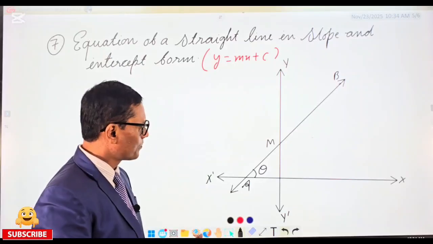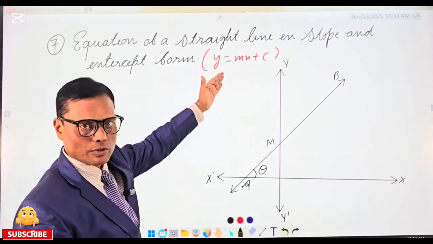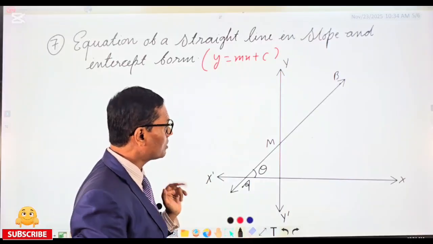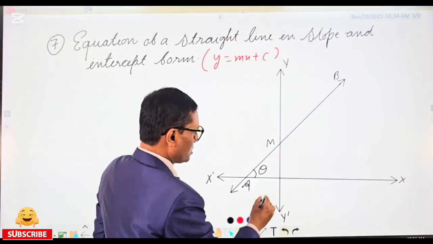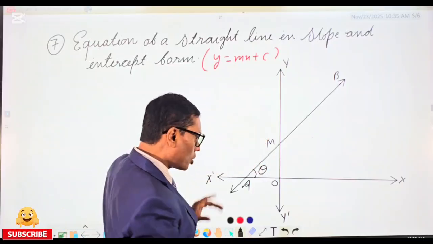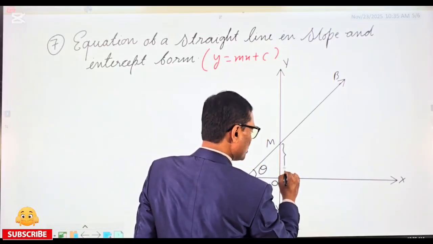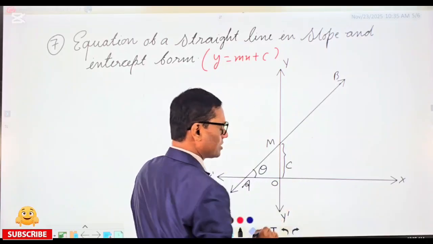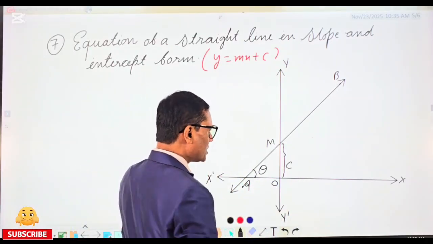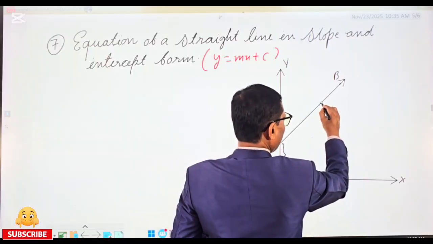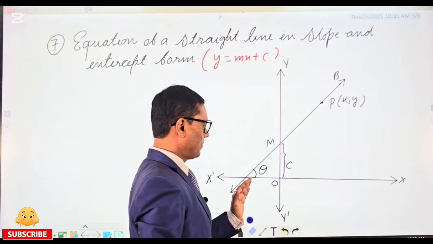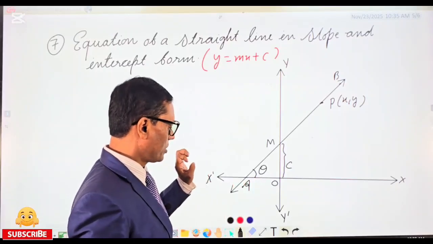This inclination, because it is slope, then slope is not possible without inclination, so the inclination is theta. This is the origin, so the line cuts the y axis at point M such that OM equals C, that's y intercept, C here. Now let P be any point on the line AB.